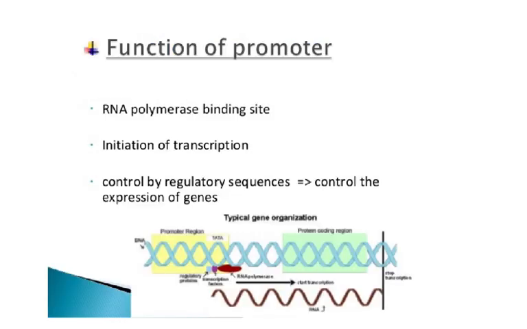Function of a promoter: RNA polymerase binding site, initiation of transcription, control by regulatory sequences, control the expression of genes. Expression of genes means that those proteins would be expressed or made, and the body needs them, so those will be made. We shouldn't be making proteins which the body does not need.